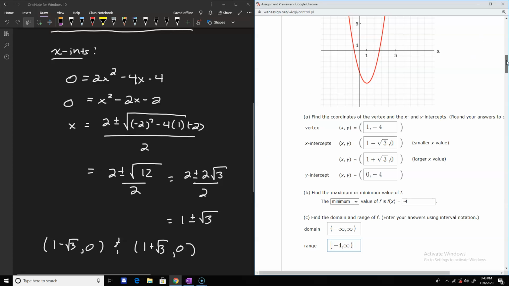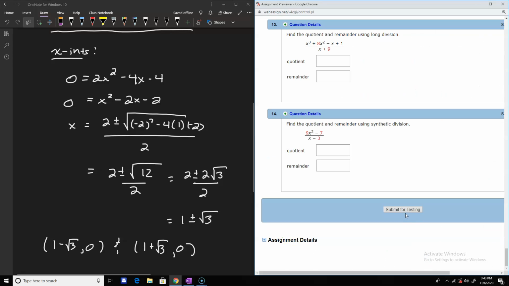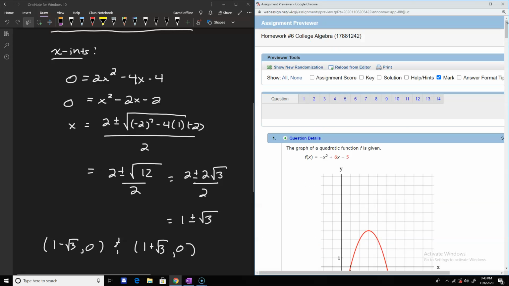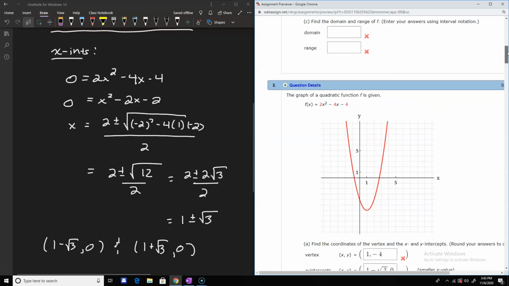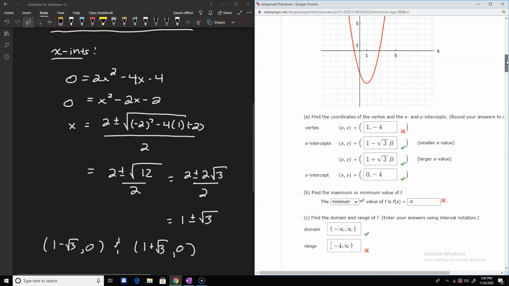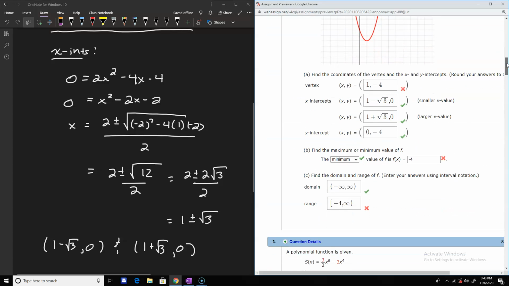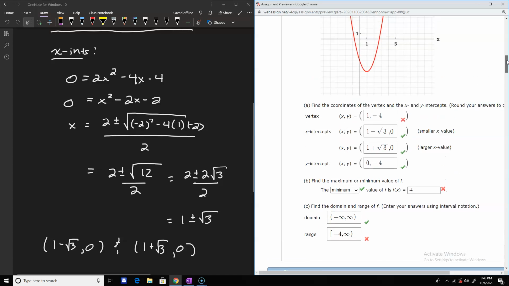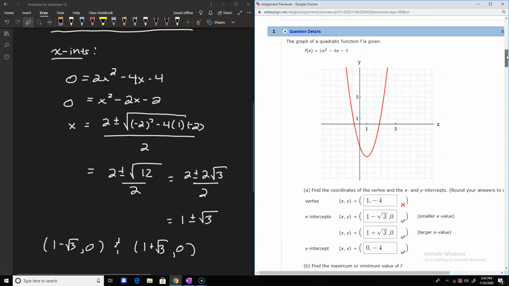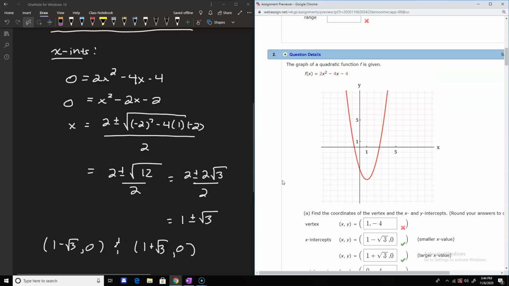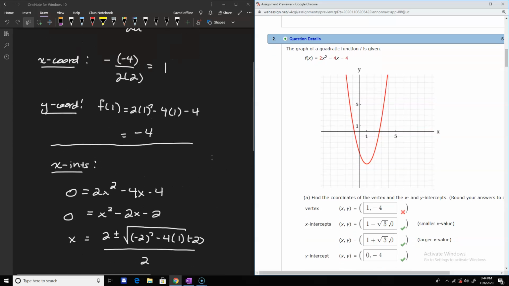Let's go ahead and submit to make sure we got everything right there. Okay, so we had some things that are mistakes here. Oh, I did the y-intercept. The minimum value is at the vertex. Sorry, so the vertex. Did I botch up the vertex when I plugged that in? Maybe I did.